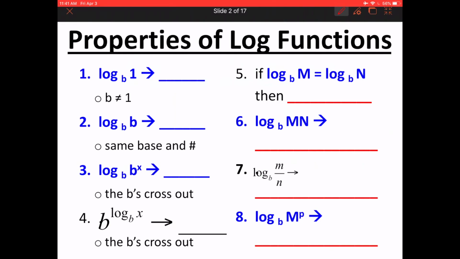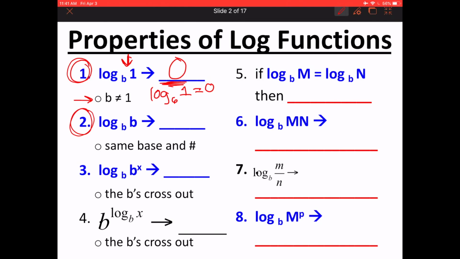So keep in mind that the log of 1, regardless what the base is going to be, is always going to be 0. So my first property, whenever you take the log of 1, it is always 0, no matter what the base is. So if you do log base 6 of 1, you get 0, okay? Of course, our only exception is if the base is 1.